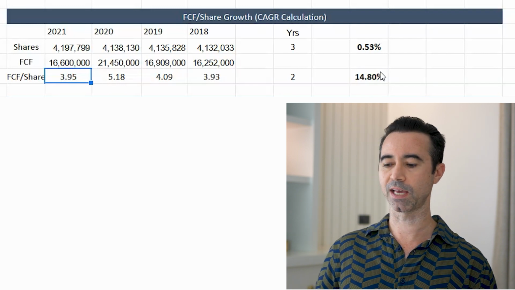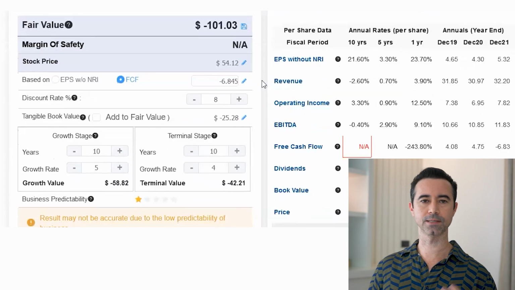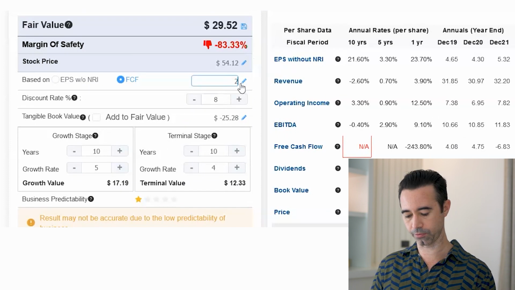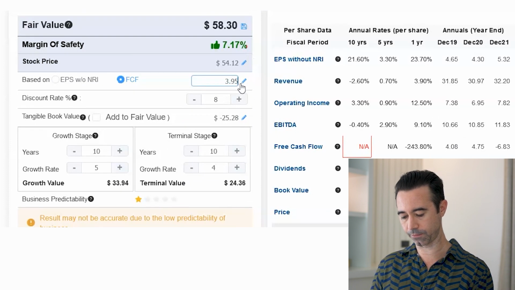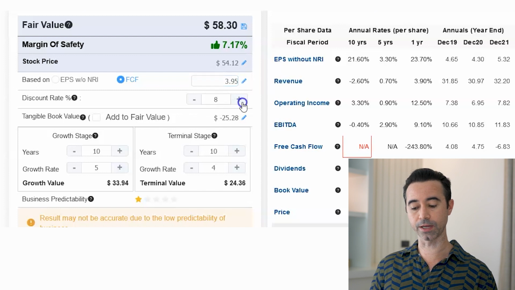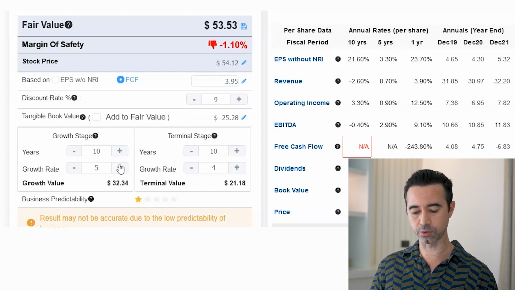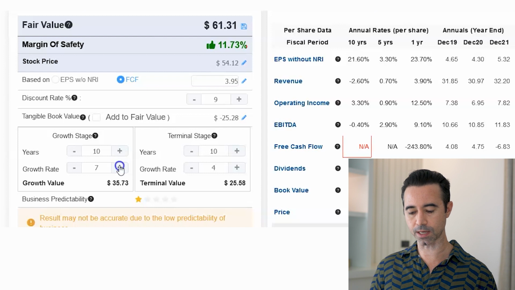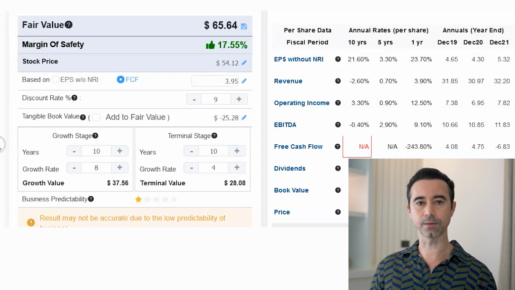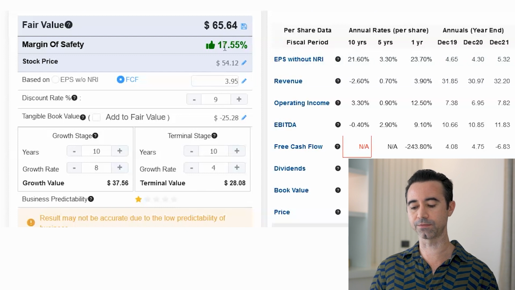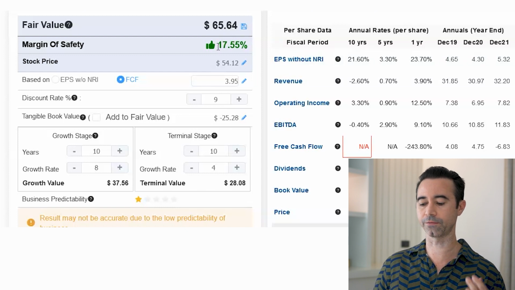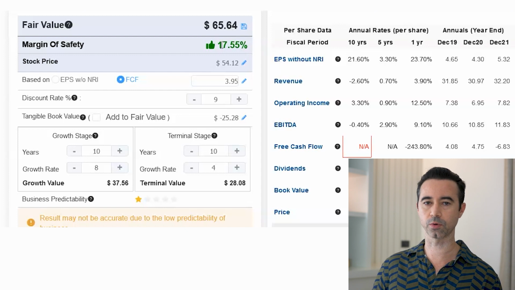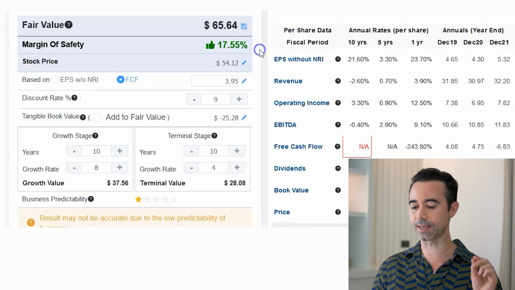Let's grow it at 8%. I'm in Guru Focus's discounted cash flow calculator, 3.95 here. I'm going to use a discount rate of 9%. I'm going to do a growth rate of 8%. And now we're looking at a price target of 65.64 for the free cash flow based discounted cash flow. That's the answer to that one. So margin of safety, 17.55%. Like to see this around 25%, but let's take a look at the weighted average.